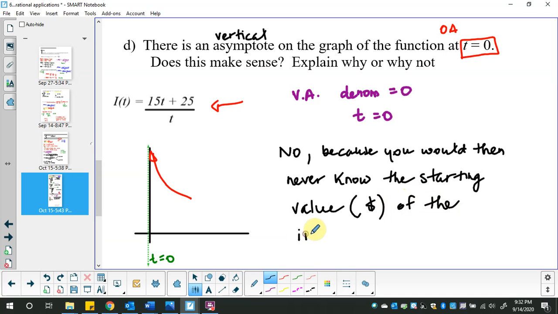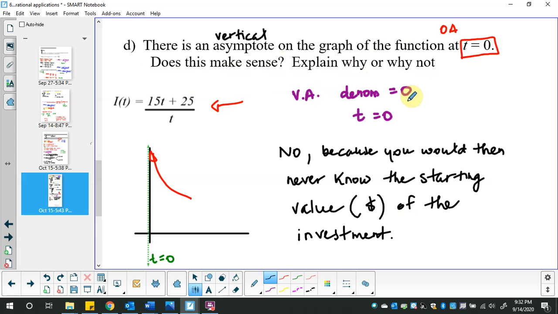Now a case could be made for yes. I'm not going to go there, and the reason is because I don't actually fully think that's the right answer. But if you could back it up and convince me, I would have to give you the marks, because you would then have answered, does this make sense? And you would have answered the explain why or why not. So you would have covered that.